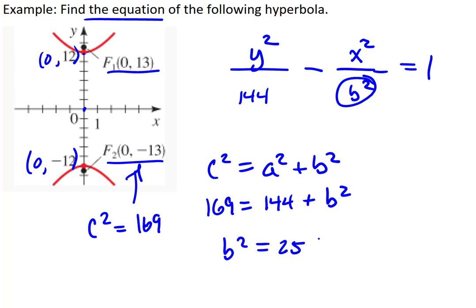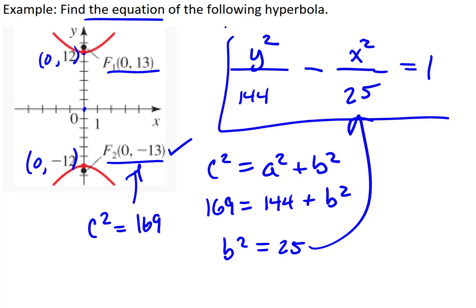So automatically then we can just throw that number up in its place and write, instead of b squared, a 25 underneath the x squared. And that accounts for the foci, which we had to use to find the b value. It accounts for the vertices, which we had to use to find the a value, which means this is our final form of our hyperbola. It's y squared over 144 minus x squared over 25 equals 1.